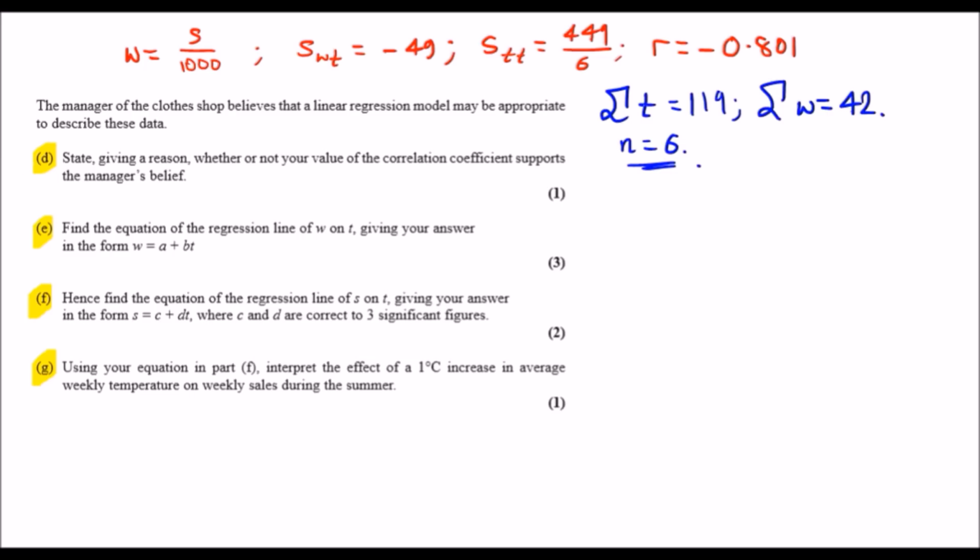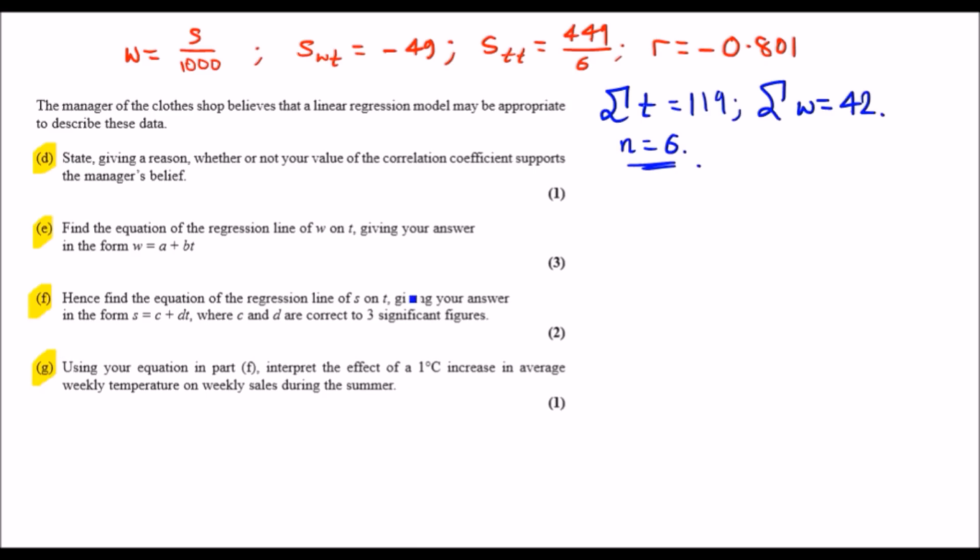Okay, here we go. So part D, E, F, and G. The manager of the closed shop believes that a linear regression model may be appropriate to describe these data. So what I did, I went ahead and copied all the relevant information that's required for the next four problems. Now part D: state, giving a reason, whether or not your value of the correlation coefficient, i.e. the R value we obtained here, supports this manager's belief.